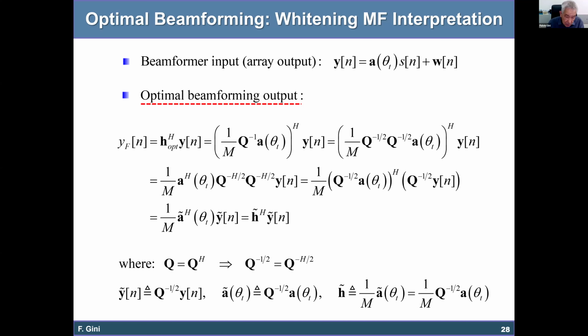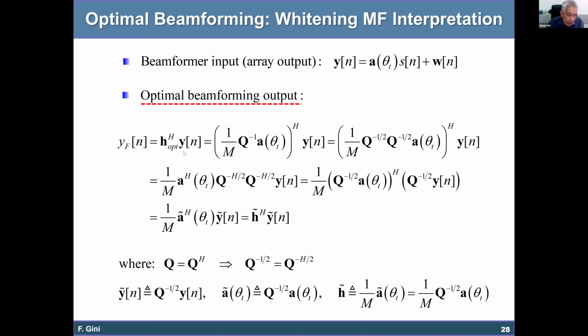What are these transformed data Y tilde? First of all, you can notice that this is a linear transformation. We take our original data vector and pre-multiply it by this matrix. So, for example, if the data are Gaussian, the data remain Gaussian after this linear transformation, because Gaussianity is preserved by linear transformation.